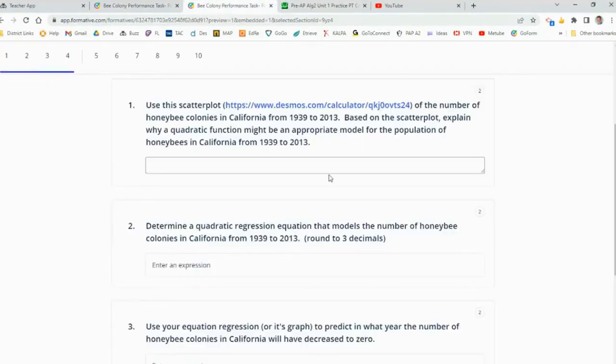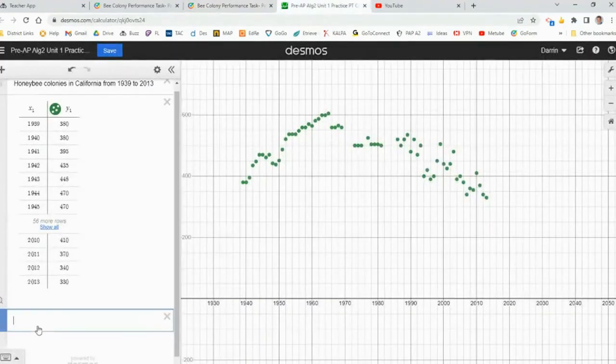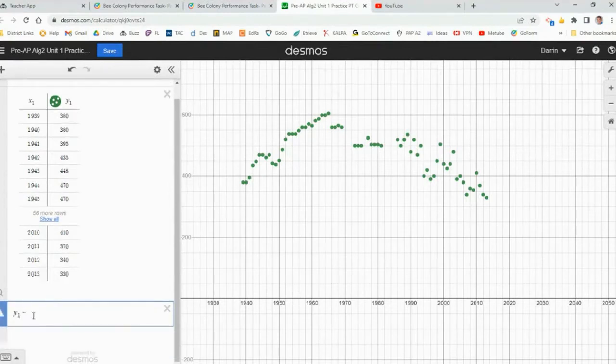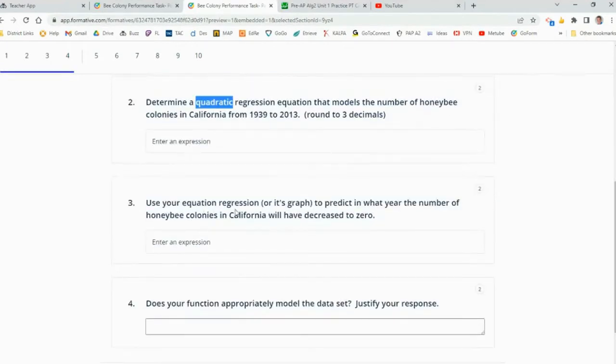Okay? Then determine a quadratic. It tells you right here to use a quadratic. Determine a quadratic regression equation that models this data. Round it to 3 decimals. Okay? Because it'll give you more than 3 decimals. So remember, that's when you do that equation. That's y1, y1, and you have to use that tilde and then put a quadratic using x1 over here, quadratic, right? So you'll do that.